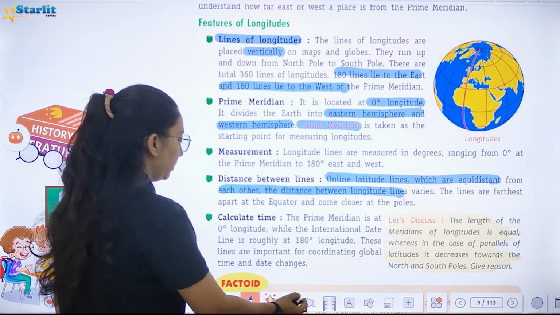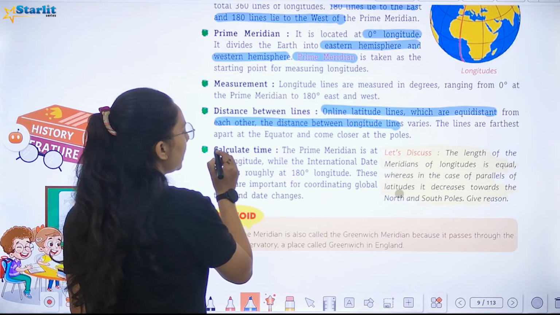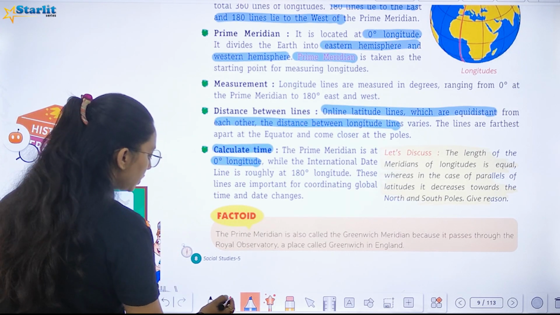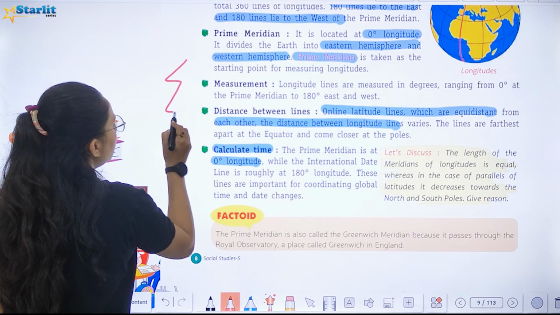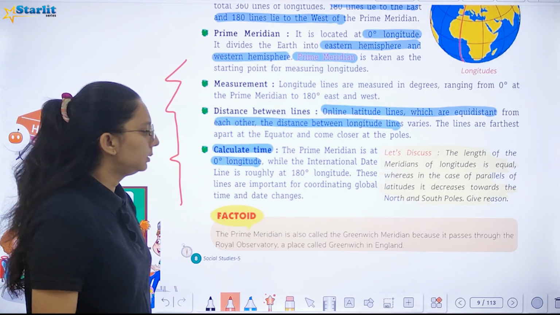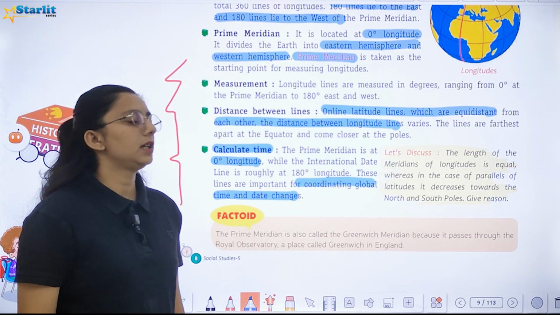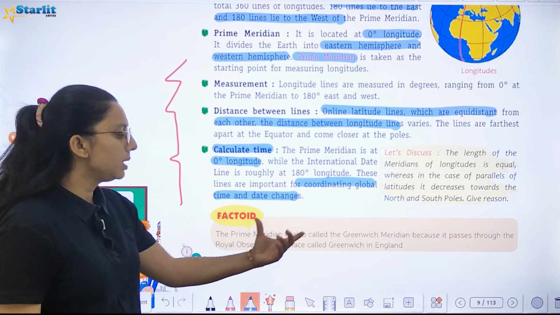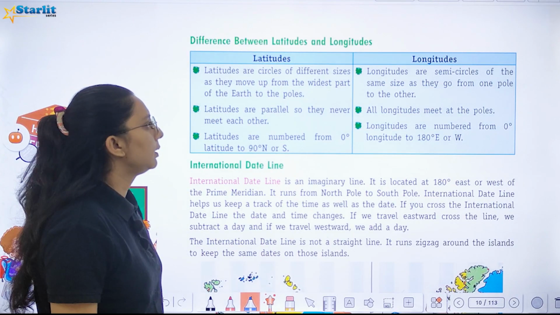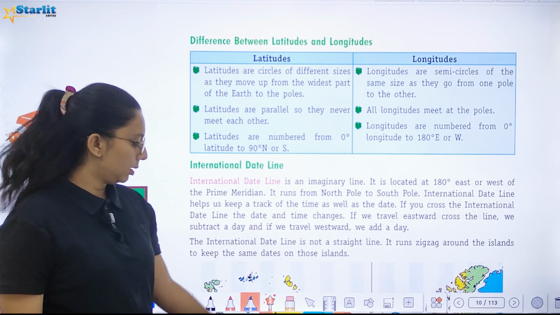Now calculate the time. How will you calculate the time using longitudinal lines? The prime meridian is 0 degree, while the international date line roughly runs like this. It is not straight. Like this is your international date line. Right? These lines are important for coordinating global time and date changes. The prime meridian is also called the Greenwich meridian because it passes through the Royal Observatory at Greenwich. So here the difference is given. You may read it.